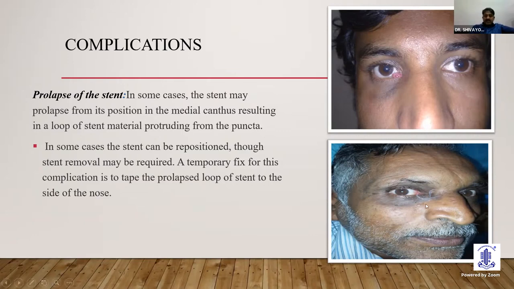Whereas if you have a large prolapse like this, you need to check the knot through the nose and bring it back and then suture it. So that is one complication. You have some complications like this when there is a foreign body granuloma. You cut and remove, again there is a granuloma. So in that case, you have to remove this bicanalicular intubation.